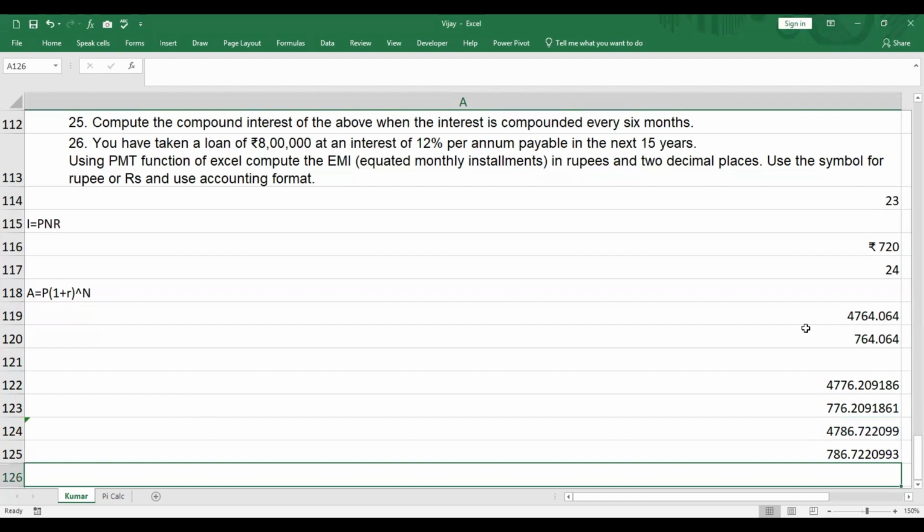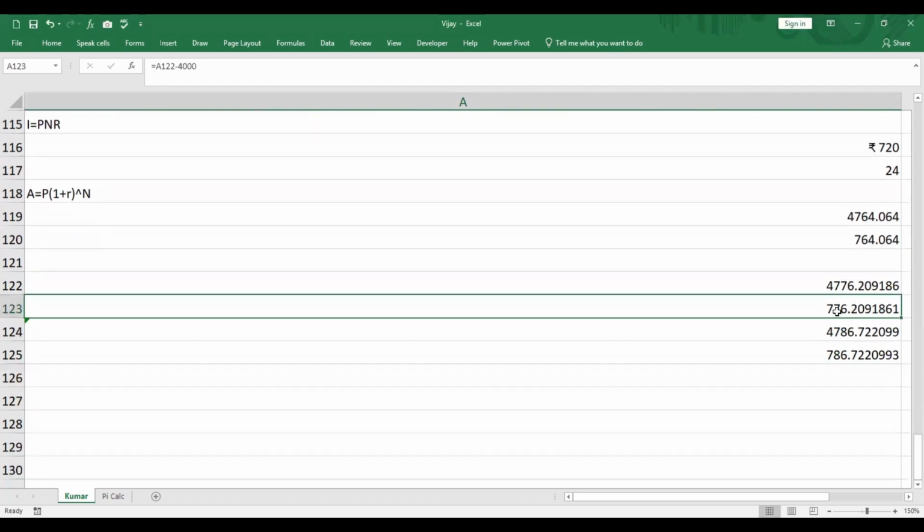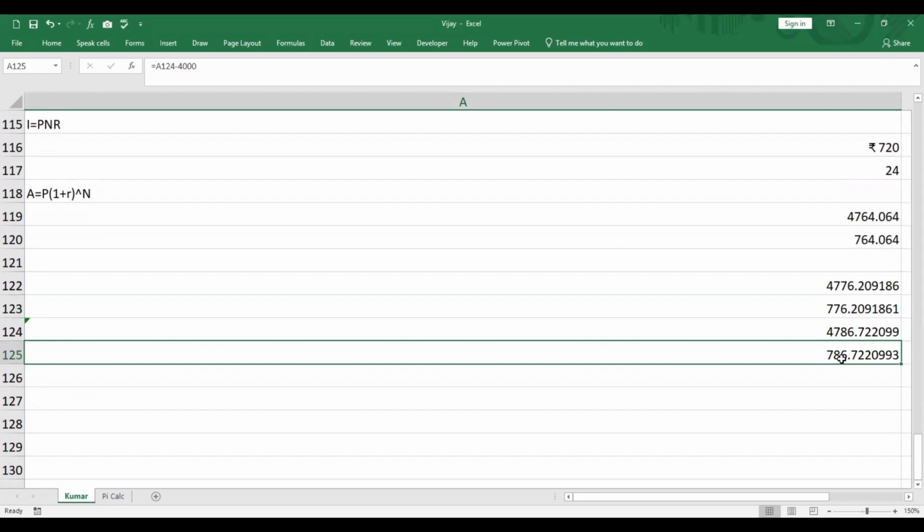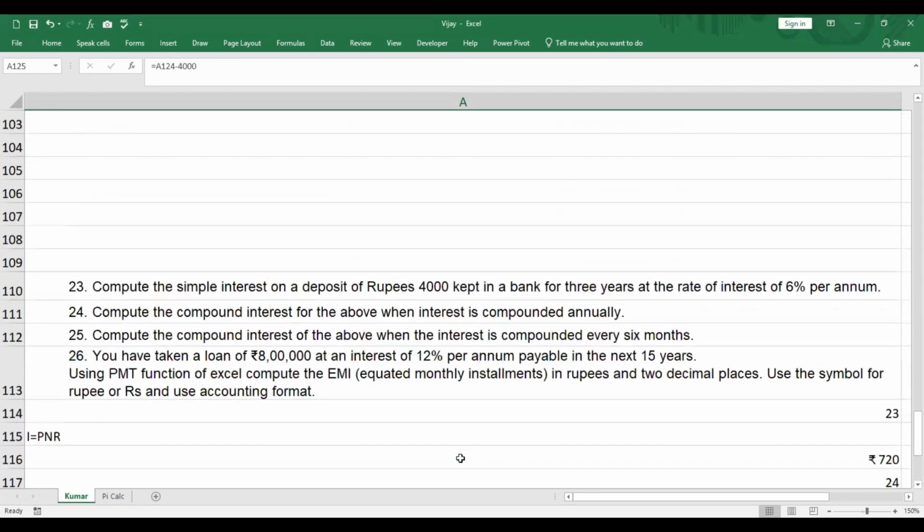A simple interest of 720 when it is simple interest. Compound interest of 764 if it is compounded annually. Compounded every 6 months, and now compounded every month. So this is the type of interest growth which happens. That is the answer for question number 25.